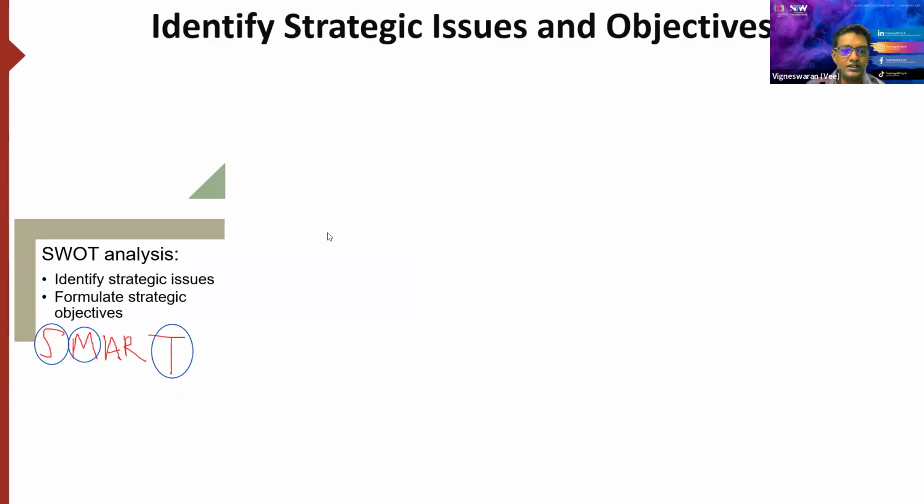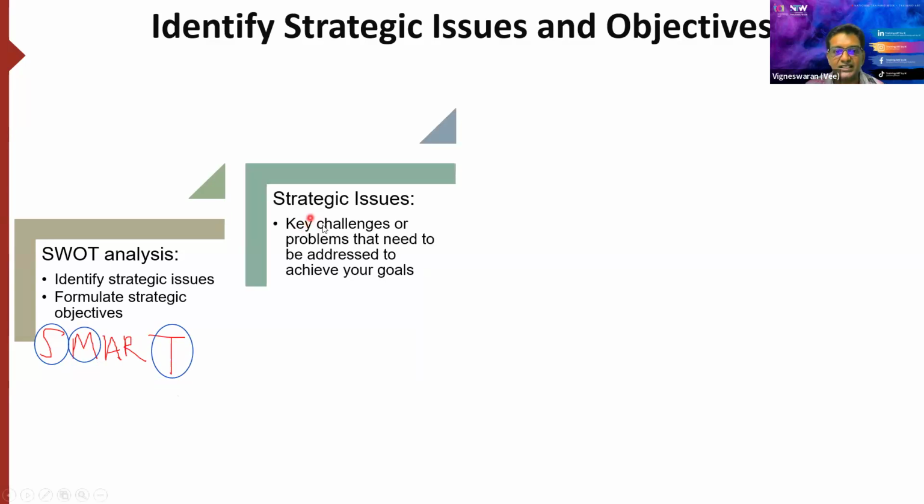All right. So, strategic issues are basically key challenges or problems that need to be addressed to achieve your goals. Yes, that's right, SMART is actually a goal. Now, strategic issues will not only be negative, they can also be positive. A strategic issue which is negative needs to be addressed. A strategic issue which is positive needs to be leveraged on. What is leveraged on? It means we need to use it to make ourselves better and better and better.